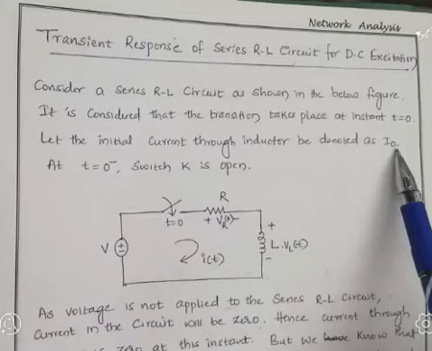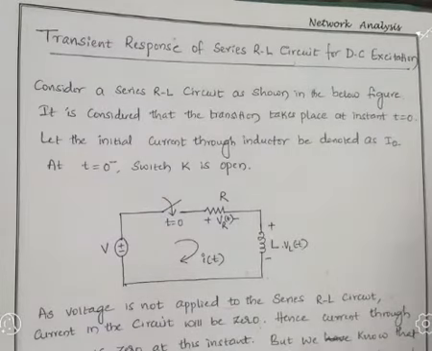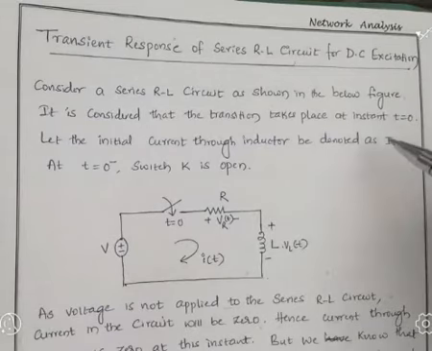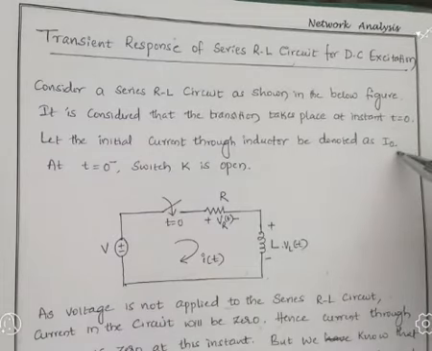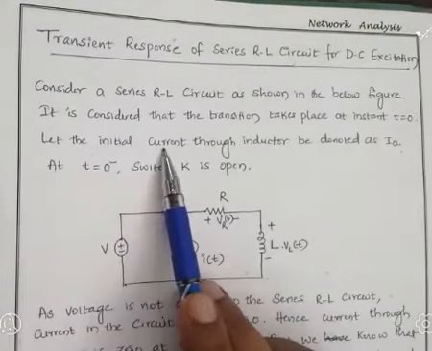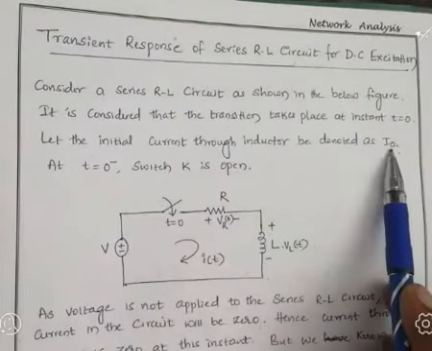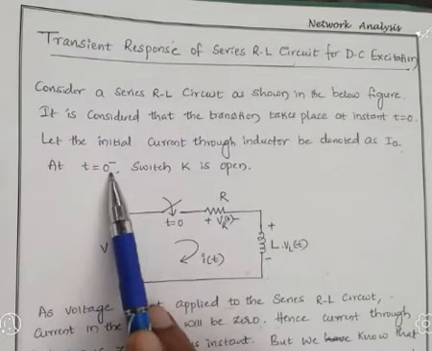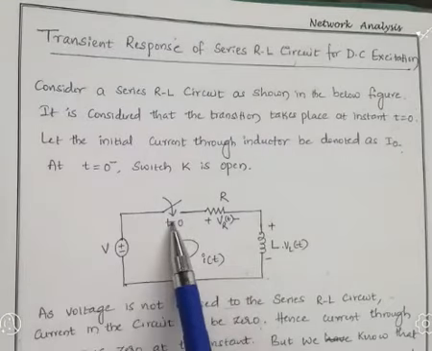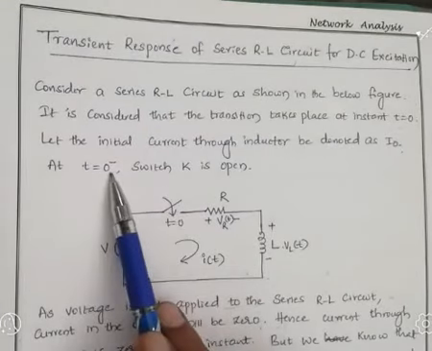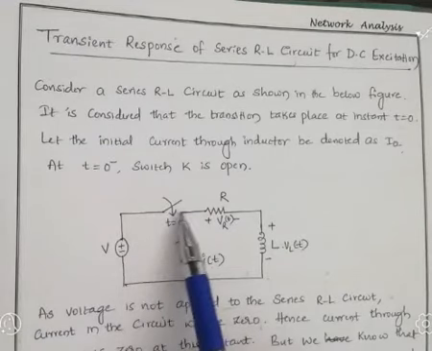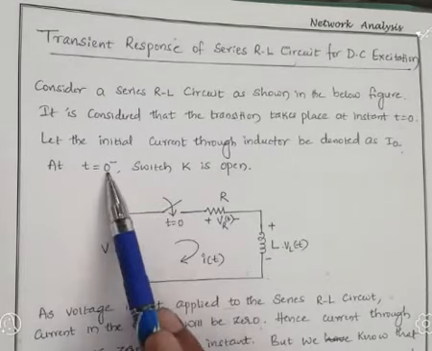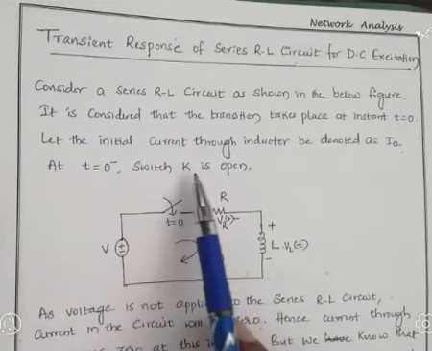In the previous discussion of initial conditions across basic elements, we discussed the inductor: IL of 0 minus, which we represent as I naught. The initial current through the inductor is denoted as I naught at time t equal to 0 minus. It means just before the switch. Switch K is open. At time t equal to 0 the switch closes, making a connection between these two ends. But at time t equal to 0 minus, there is no connection between these two ends.